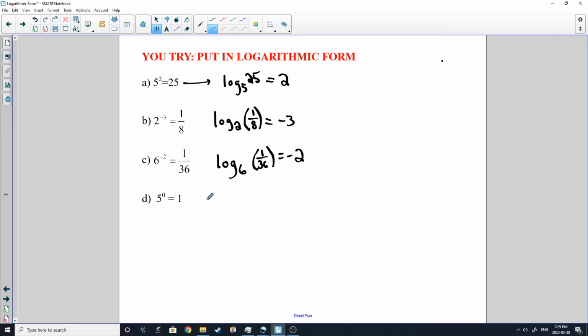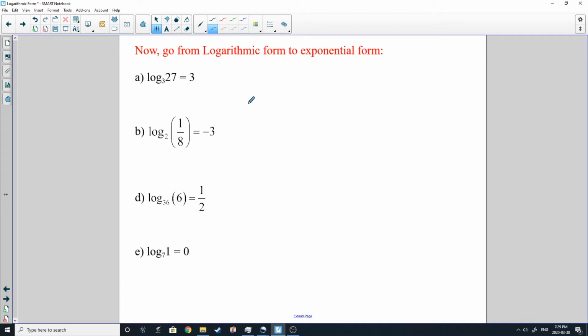Now here's an interesting one. So let's go ahead. 5 to the 0 is 1. We can all agree on that. So the base is 5, so we're going to write that in there. The exponent becomes the answer, so it's equal to 0, and the argument is 1. Double check. 5 to the 0 is 1. Good job.